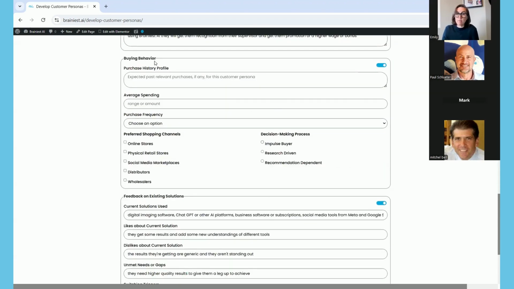Okay, then we get down to buying behavior. Like I said, I personally was surprised by how, in unexpected ways, past purchase history can be tied into it. I hadn't thought of that in our initial go round, and it helped us target our ads differently.